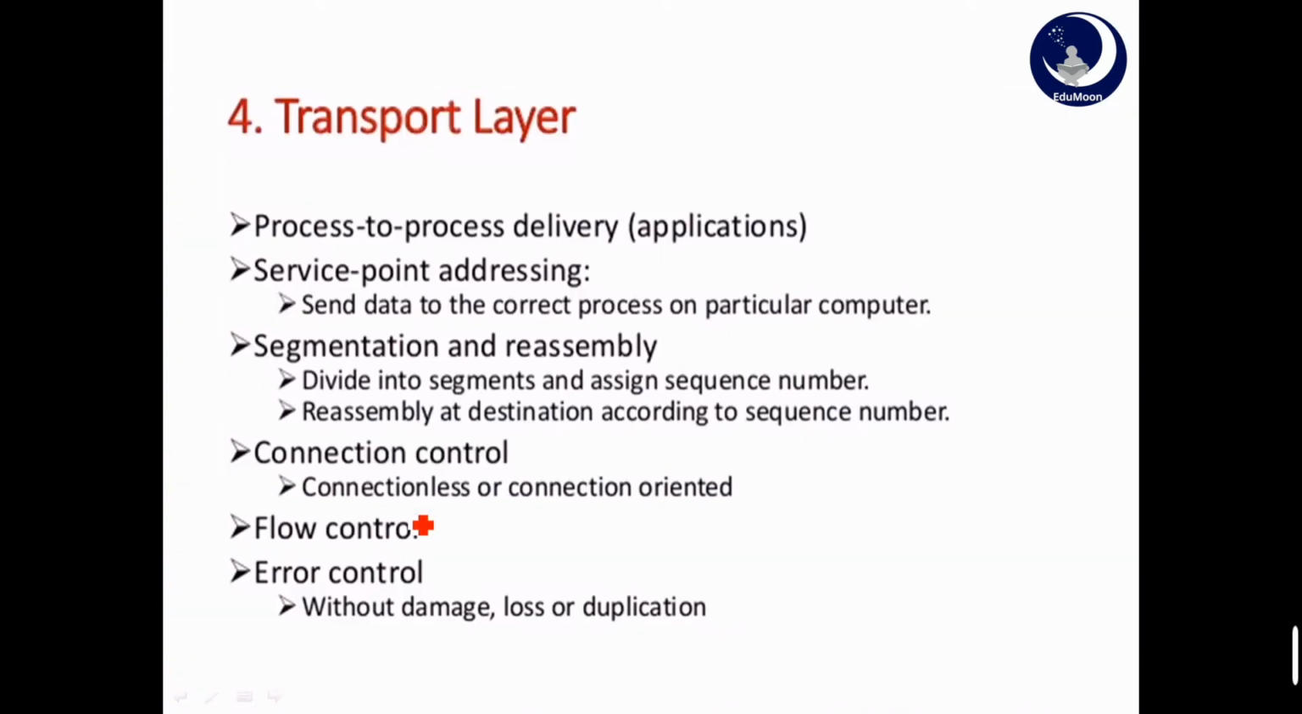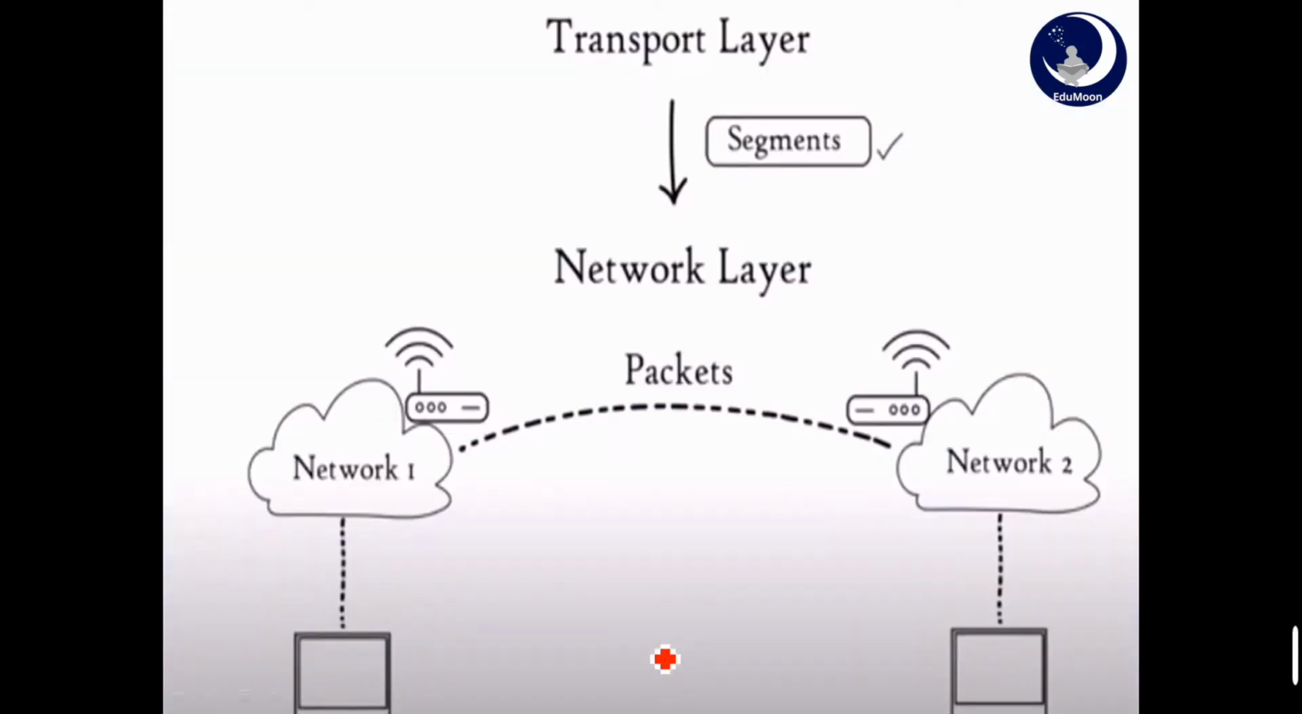It passes data segments to the network layer. These are the functions of the transport layer, which we have discussed, that is segmentation, connection control, flow control, and error control. Error control means that the data should not be damaged, duplicated or replaced. Here, as we have discussed, the transport layer transmits the segments to the network layer.